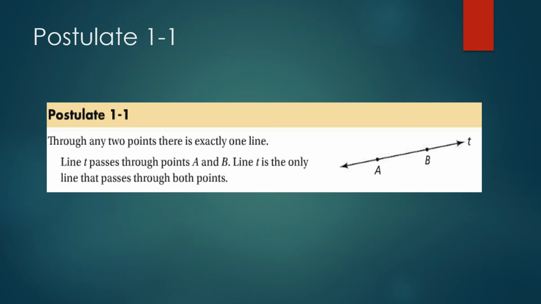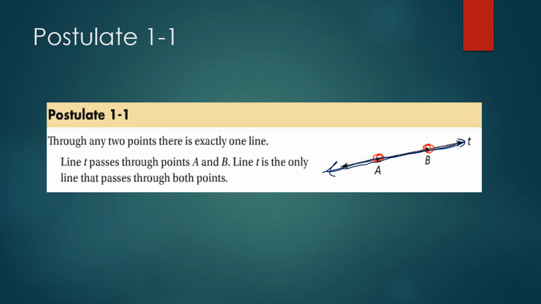So here's our first postulate, postulate 1-1. And you don't need to remember the numbers for these, you just want to remember what the postulates are saying. And for postulate 1-1, it says through any 2 points, there is exactly one line. So let's just think about what they're saying here. So we got point A and point B. And they're saying that between points A and B, there is exactly one line, and that must be line T.